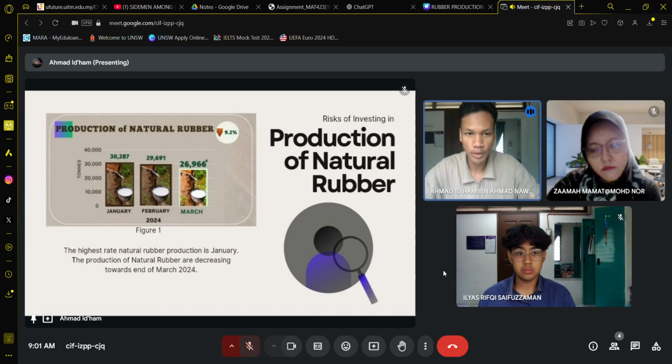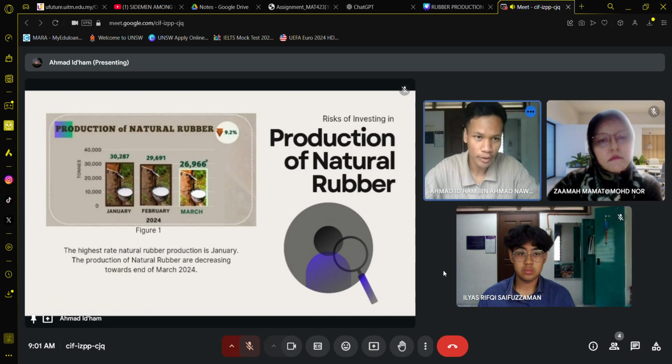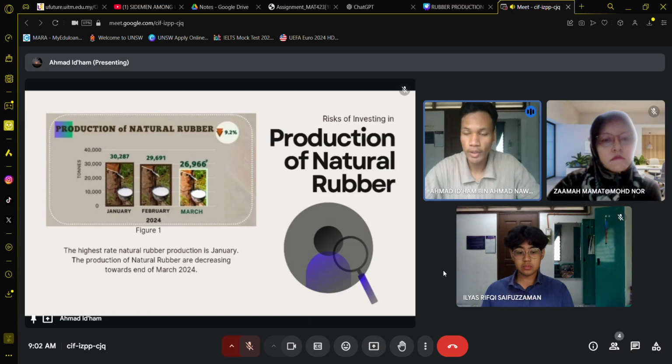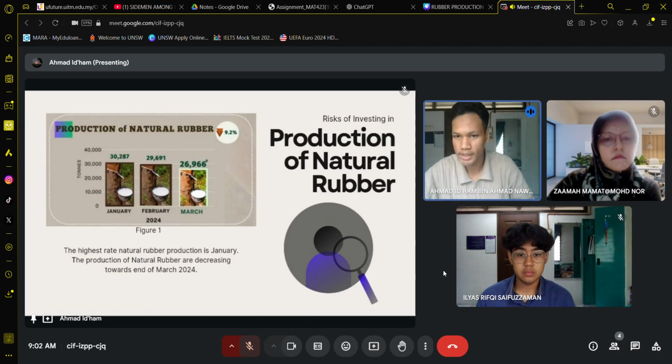So, therefore, we can conclude based on the data stated in figure 1 that the production of natural rubber in the first quarter of 2024 is decreasing from January to March. So next, I will pass to Ilyas to continue.